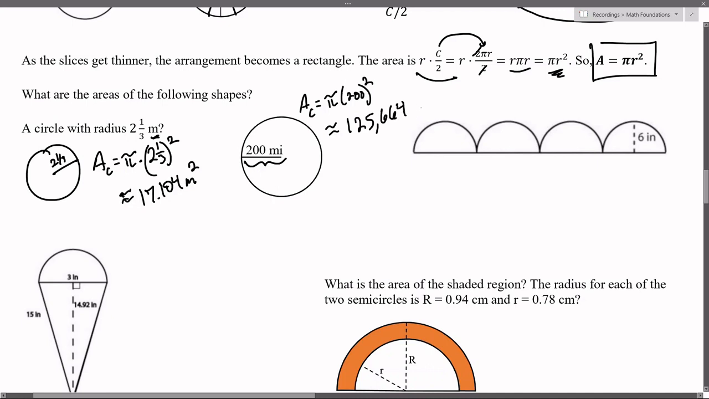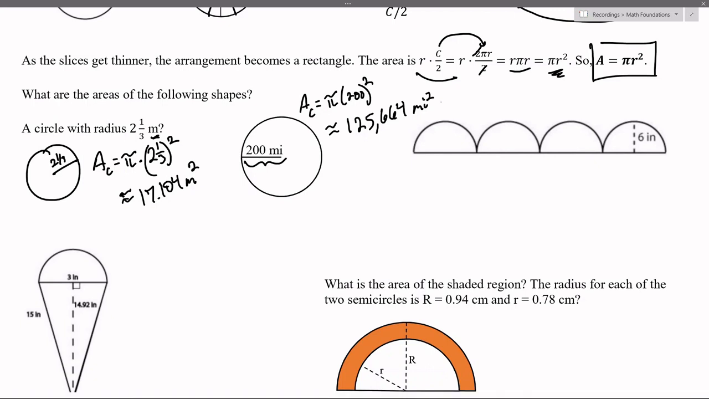125,664 approximated to the whole place. It's going to be miles squared for that circle. Now, if we know the diameter, we have to cut that in half because we have to use the radius here, not the diameter.